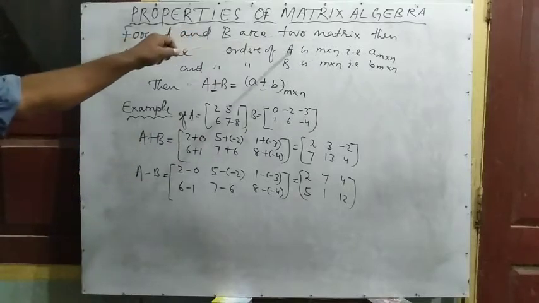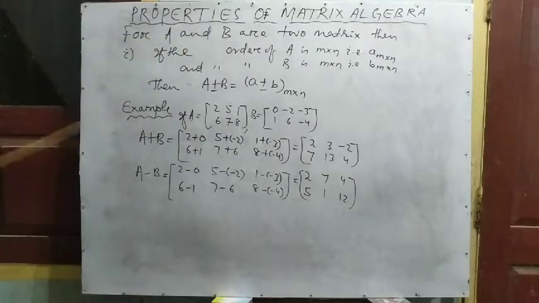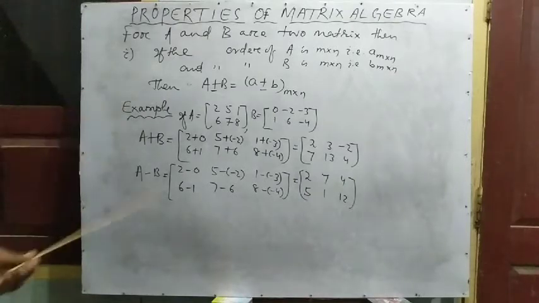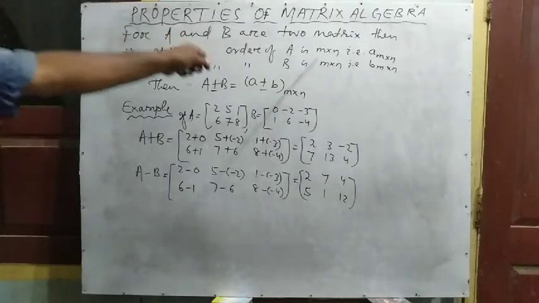If the orders of the two matrices are equal, then addition and subtraction are possible. So what are the conditions for addition and subtraction? The condition is that the orders of the two matrices should be equal.